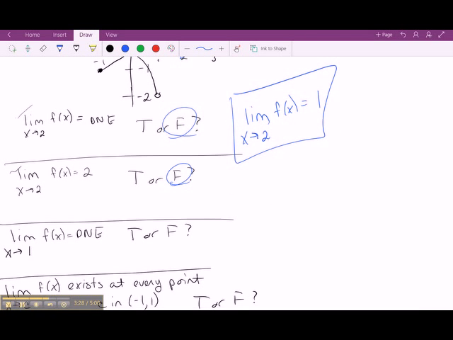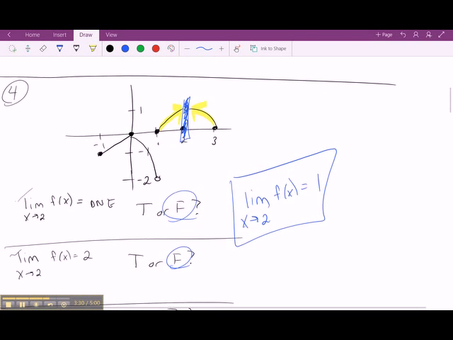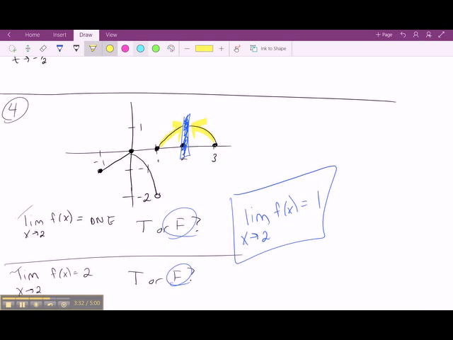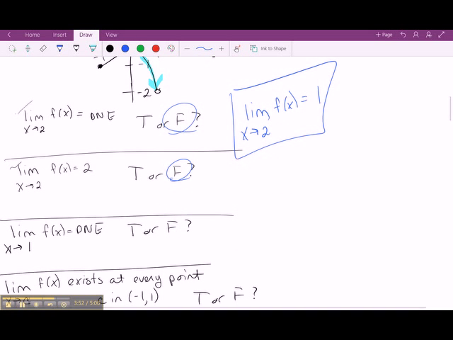So next part of it is what happens as x approaches 1. As x approaches 1, coming in from the left, looks like we're along this path here. Coming in from the right, we're up here. Those two roads are not leading to the same place, not the same destination, so that limit does not exist. So I would say that part C is true.